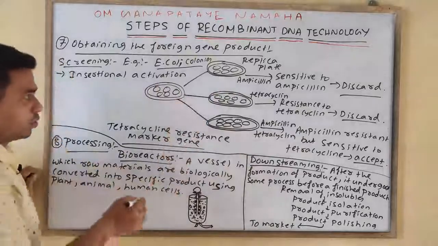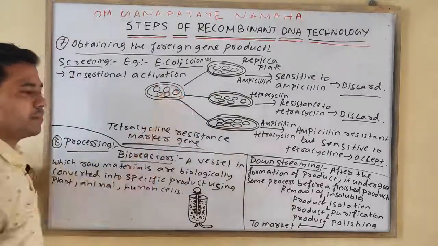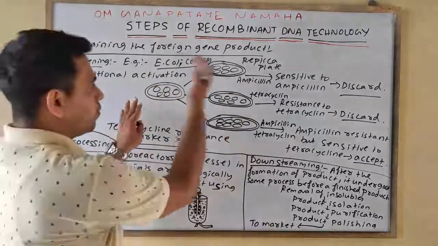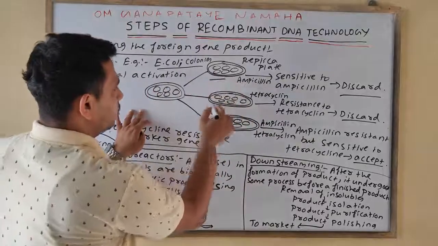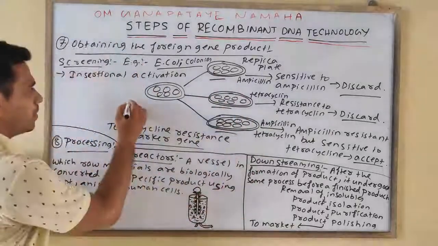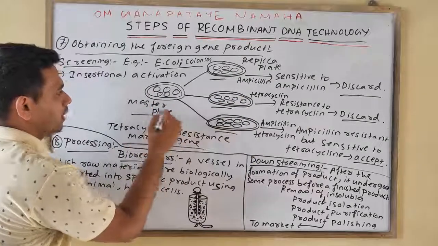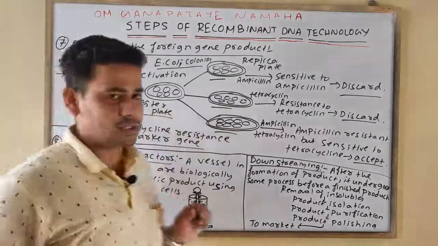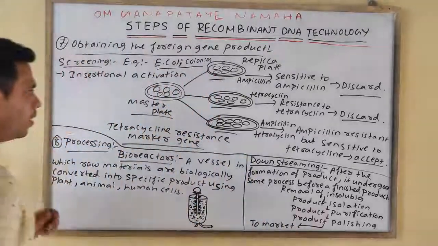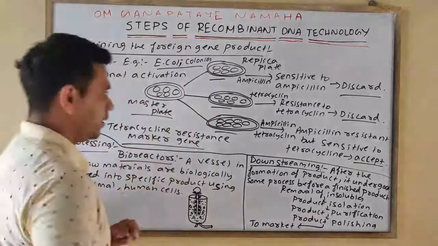E. coli colonies in which various host cells are being cultured. When we have more host cells or culture, we take it into another plate. Okay, this is your master plate having the E. coli colonies, or we can say the various host cells cultured having the recombinant DNA.